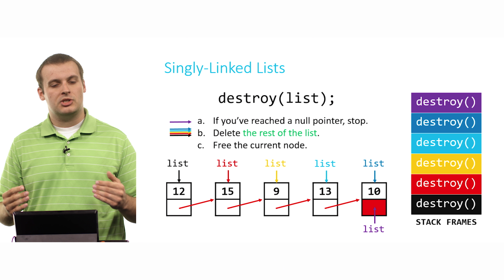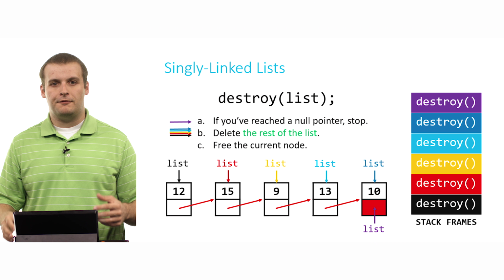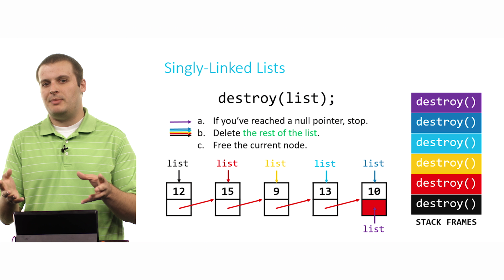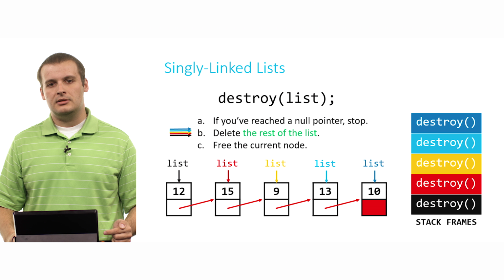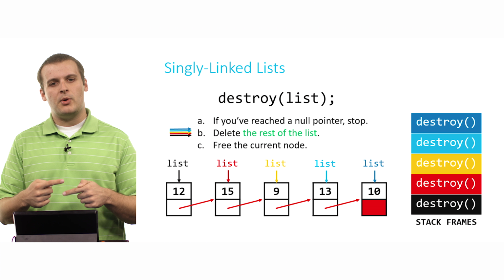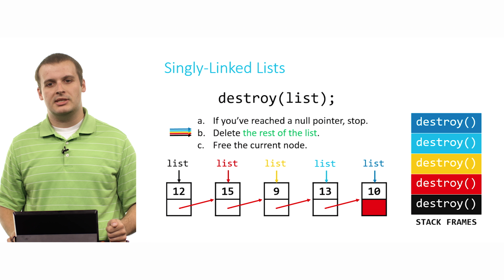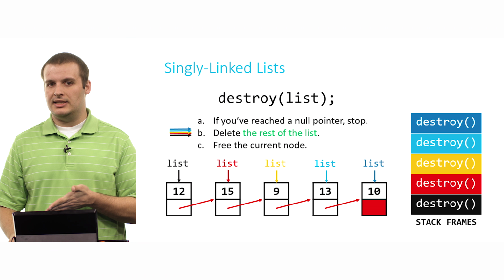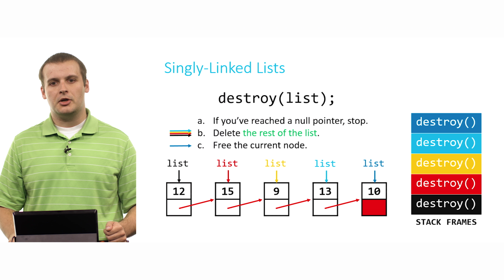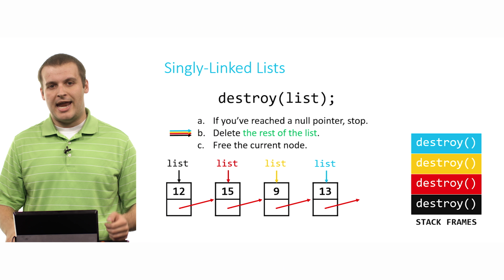If we've reached a null pointer, stop. We don't do anything. We can't free a null pointer. We didn't malloc any space. So we're done. So that function frame is destroyed. And we pick up where we left off with the next highest one, which is this dark blue frame here. So we pick up right where we left off. We deleted the rest of the list already, so now we're going to free the current node. So now we can free this node, and now we've reached the end of the function.